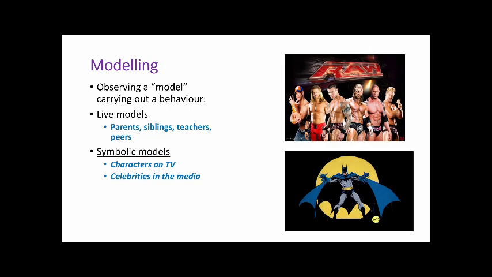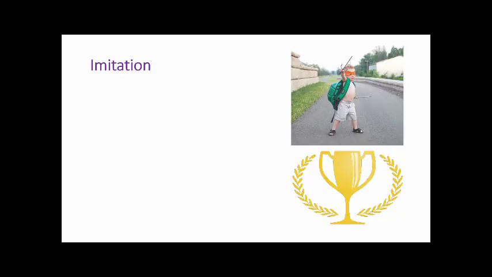Just write in these examples. Live models include parents, siblings, teachers and peers. These are basically people who you have direct interaction with in real life. Symbolic models are characters on TV or celebrities in the media, i.e. people who you don't directly interact with, but you could still learn from them. They can still model behaviours for you. So the models demonstrate behaviours and we learn the behaviours in that way.